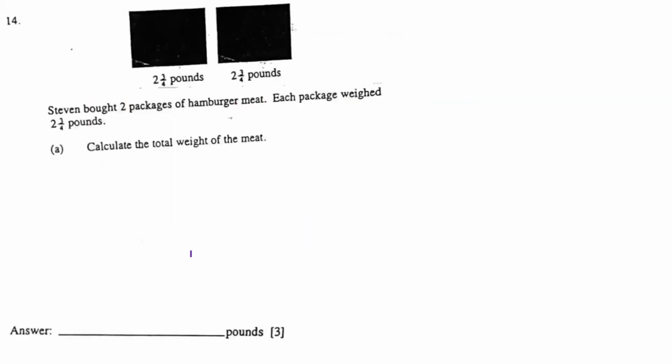Let's move on to question number 14. And here we have Steven. Steven bought 2 packages of hamburger meat. Each package weighed 2 and 3/4 pounds. Calculate the total weight of the meat. Now here we want total weight. Total, when you think about total, you're thinking about adding.